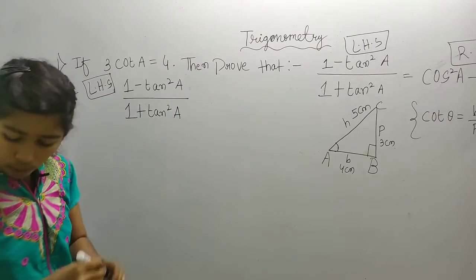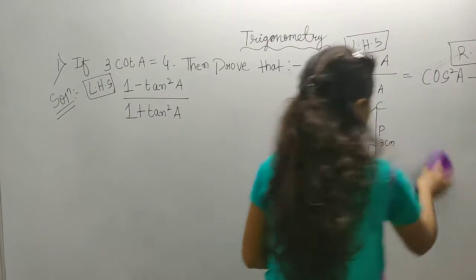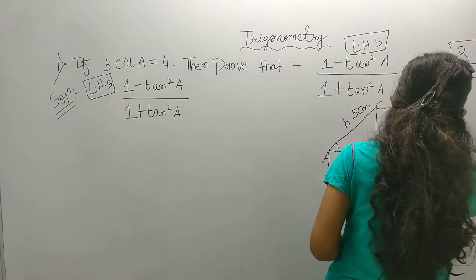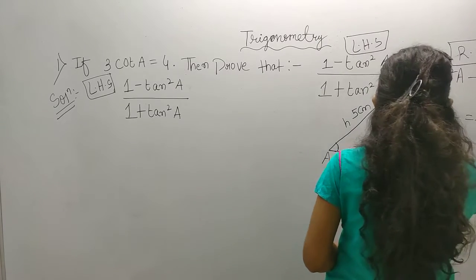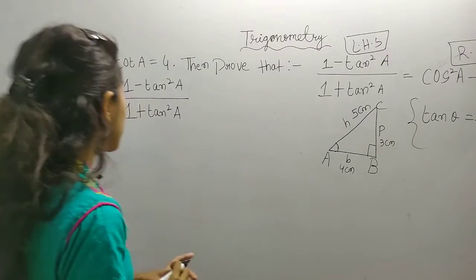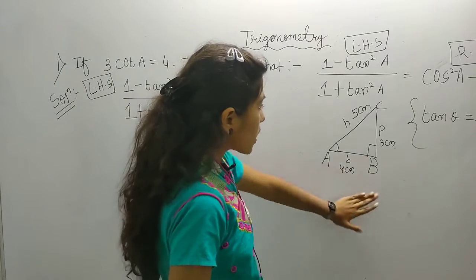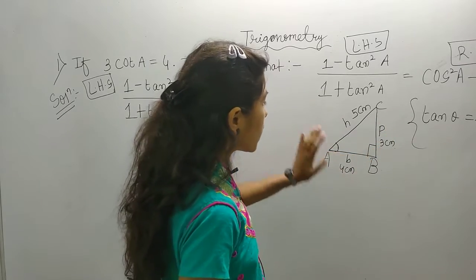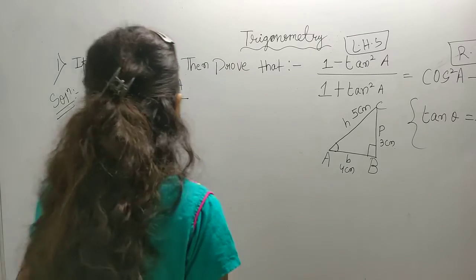So here no need of cot theta. We will write here tan theta formula. So what is tan theta formula? Tan theta equals to P by B, right? So here you see, here our angle is A. So same, and side opposite to angle A is BC. So this is perpendicular, this is base, this is hypotenuse. So it will not change, triangle is same.